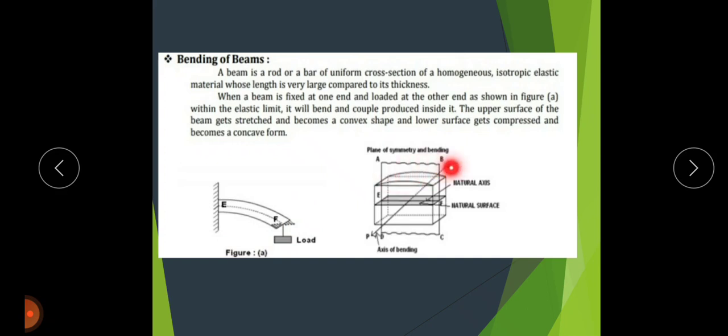This is the plane of symmetry and bending. Here the middle surface is the neutral surface. This is the axis of bending. This is the neutral axis. Here EF indicates the neutral axis.